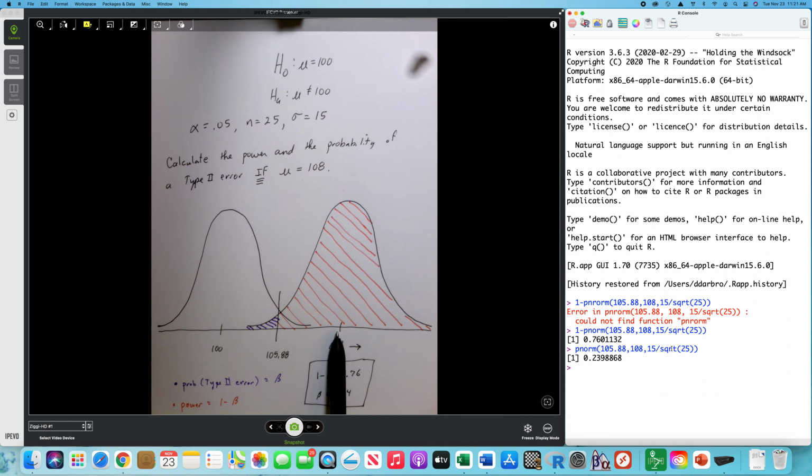Well, if this distribution shifts to the right, it should be very easy to see that this area gets bigger and this area gets smaller. So when the true distance between the hypothesized value and the true value increases, we increase our power, we have a higher probability of rejecting a false null, and this value actually gets smaller. So the probability of a type 2 error actually gets smaller. That's about all I have on that, but I do want to circle back.